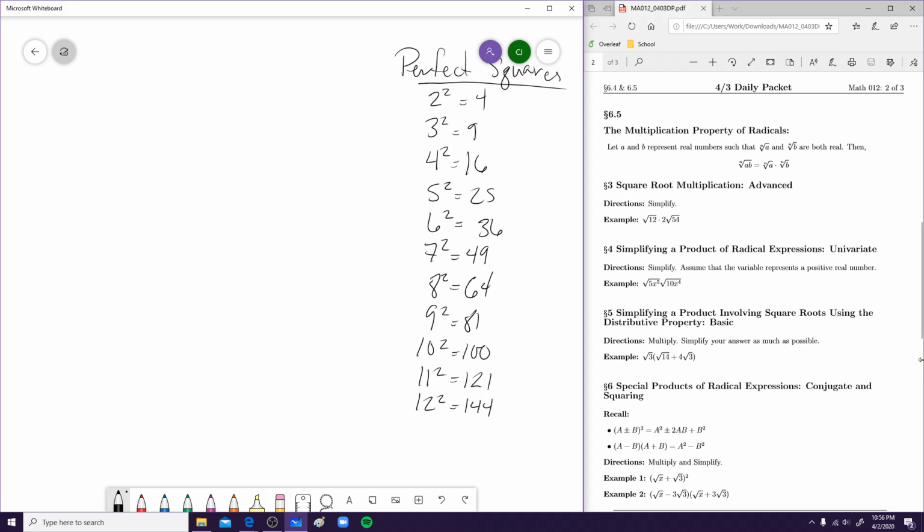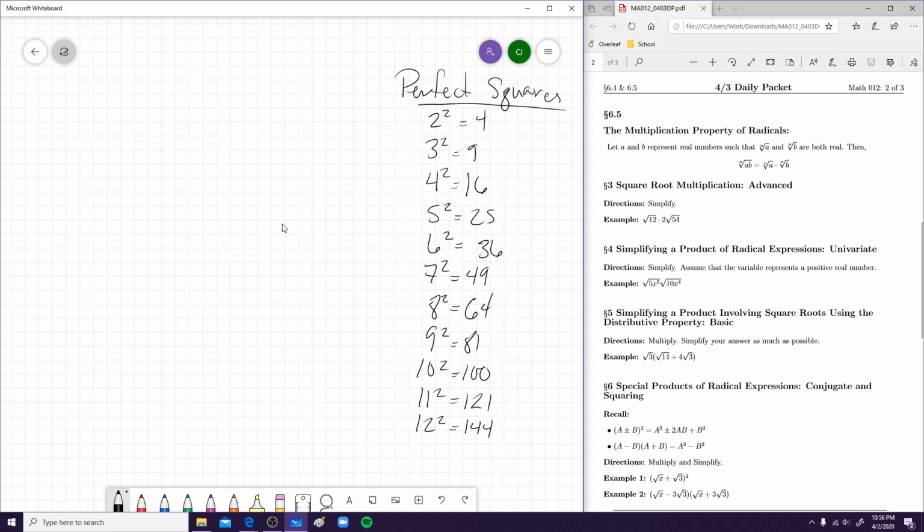Now on to section 6.5. So the notes I have for section 6.5 is the multiplication property of radicals.